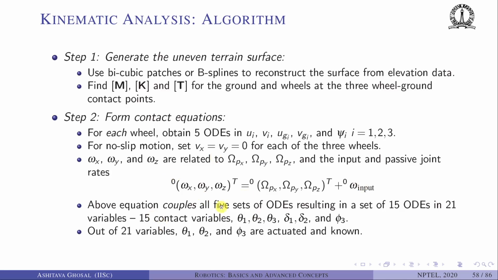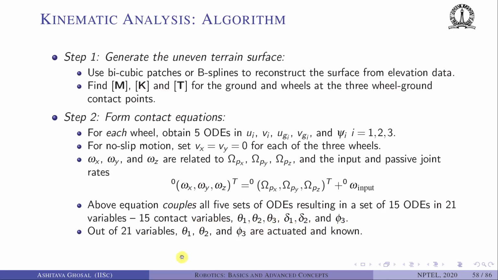Above equation couples all 5 sets of ODEs. So for each wheel, there are 5 ODEs. This equation couples all the 5 sets of ODEs, and we are resulting in 15 ODEs in 25 variables. So we have 15 contact variables. Remember Ui, Vi, Ugi, Vgi, and Psi i into 15 contact variables. And then we have this theta 1, theta 2, theta 3, delta 1, delta 2, and phi 3.